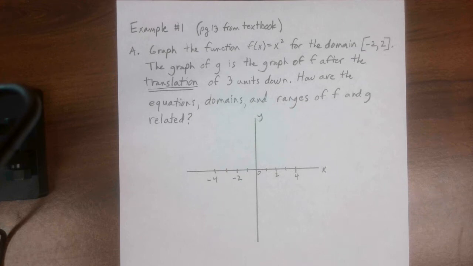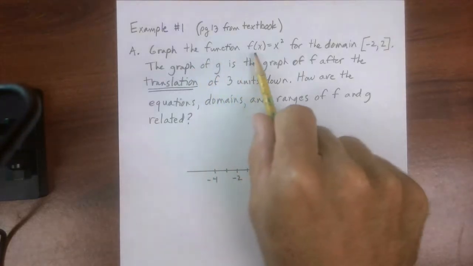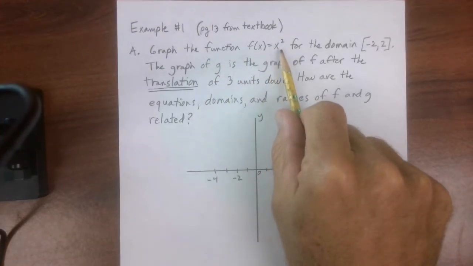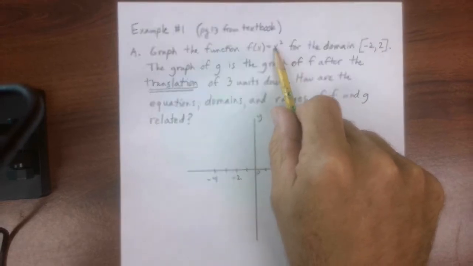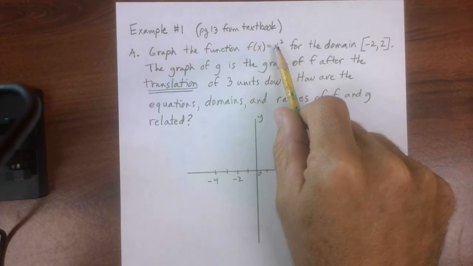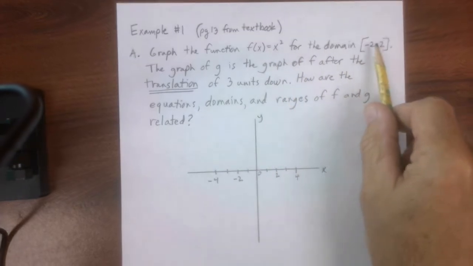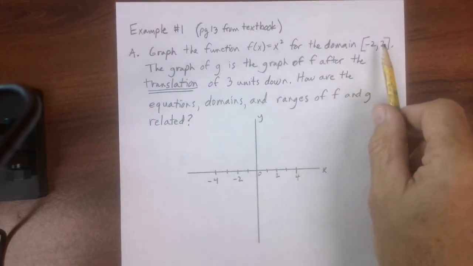Example 1 from page 13 from your textbook, not your workbook, textbook. All right, and here it is. It says graph the function f of x equals x squared. Now, we know what that looks like because that's just y equals x squared. Now, the difference is they're saying in the domain, -2 to 2.